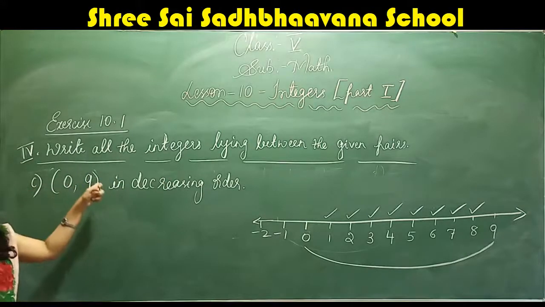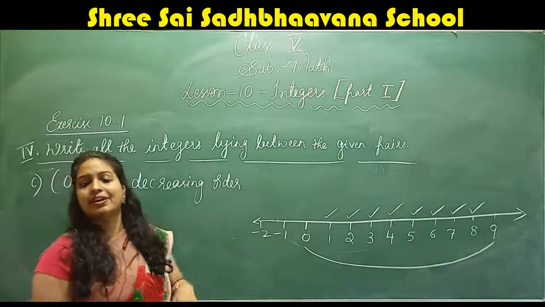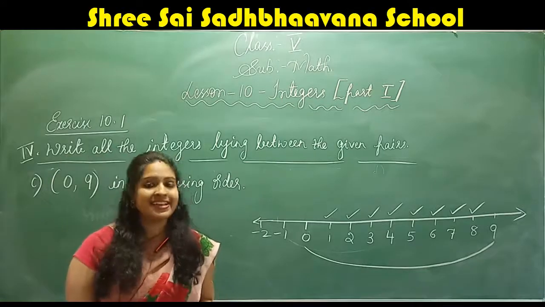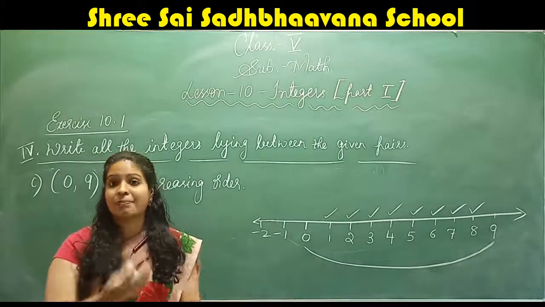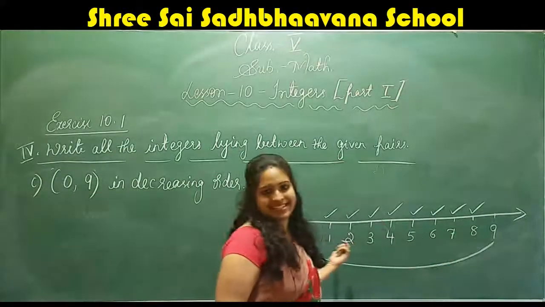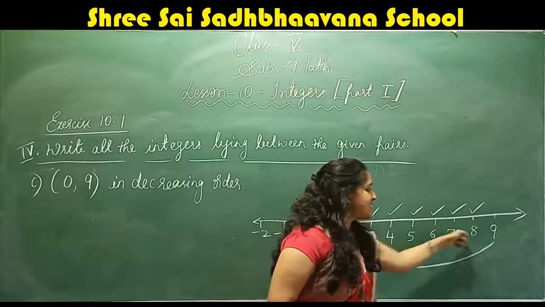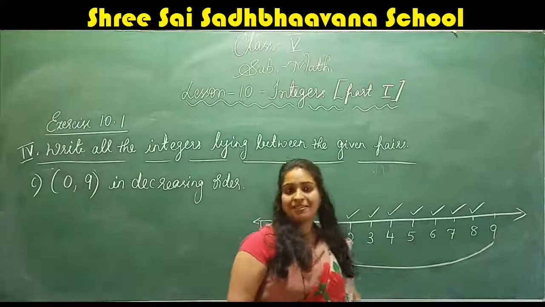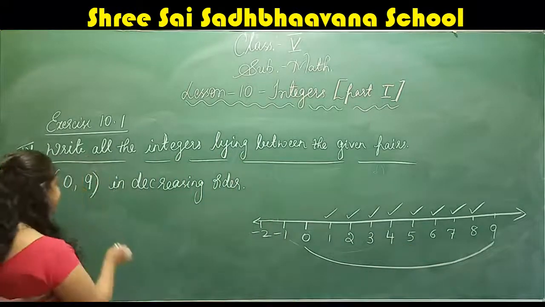These integers you have to write in decreasing order. So what do you mean by the decreasing order? Nothing but descending order, big to small. And in this number we know which one is the biggest number. So which one is the biggest number, children, in this? Nothing but 8 is the biggest number. So we will start with 8.